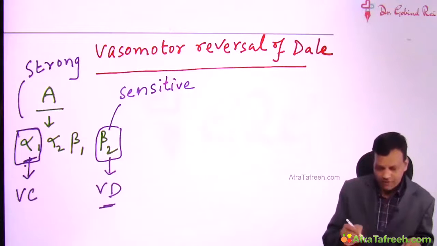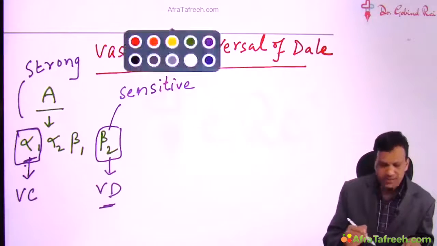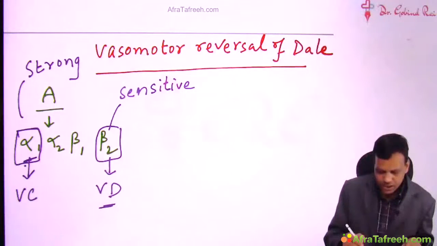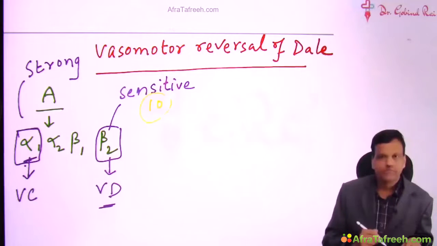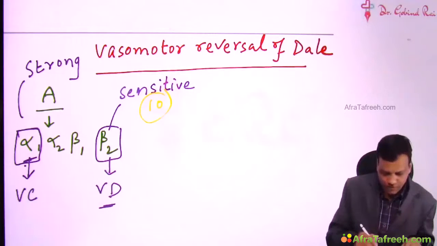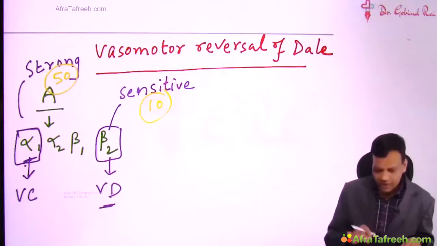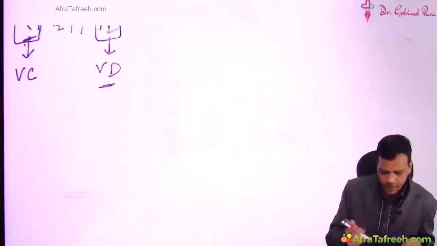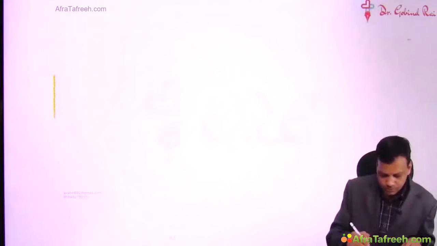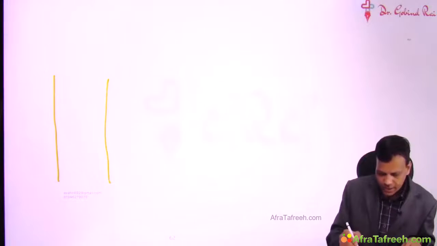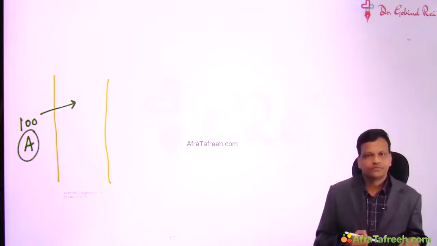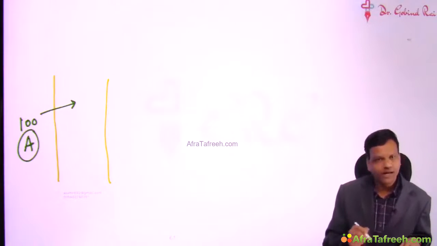Suppose the beta 2 receptors are sensitive, so they can be stimulated by just 10 molecules of adrenaline. Whereas alpha 1 cannot be stimulated by a low dose. So suppose stimulation of alpha 1 requires 50 molecules of adrenaline. So if we give 100 molecules of adrenaline by IV route, which receptor will be stimulated? Both will be stimulated, alpha 1 and beta 2.